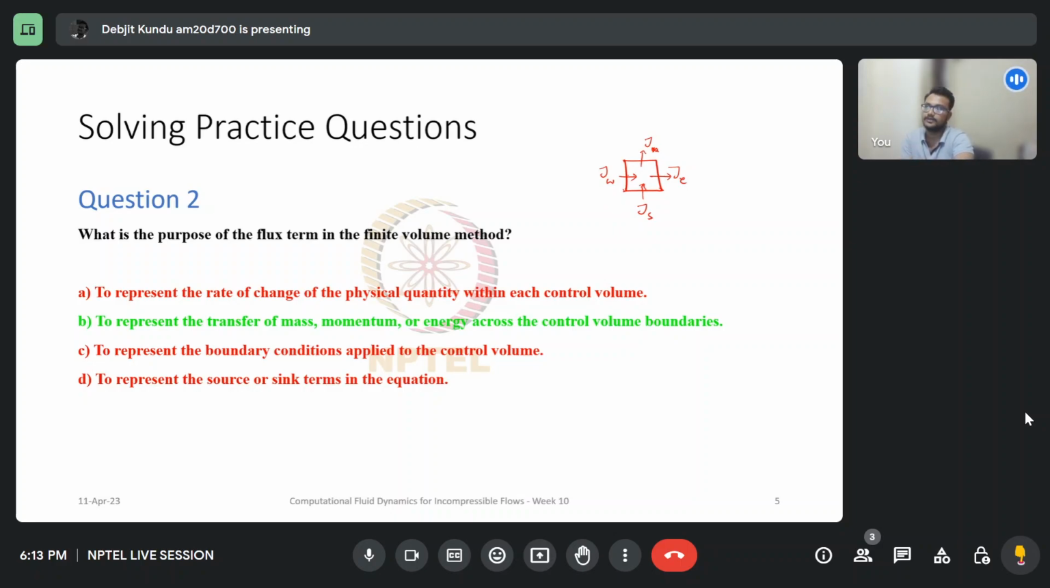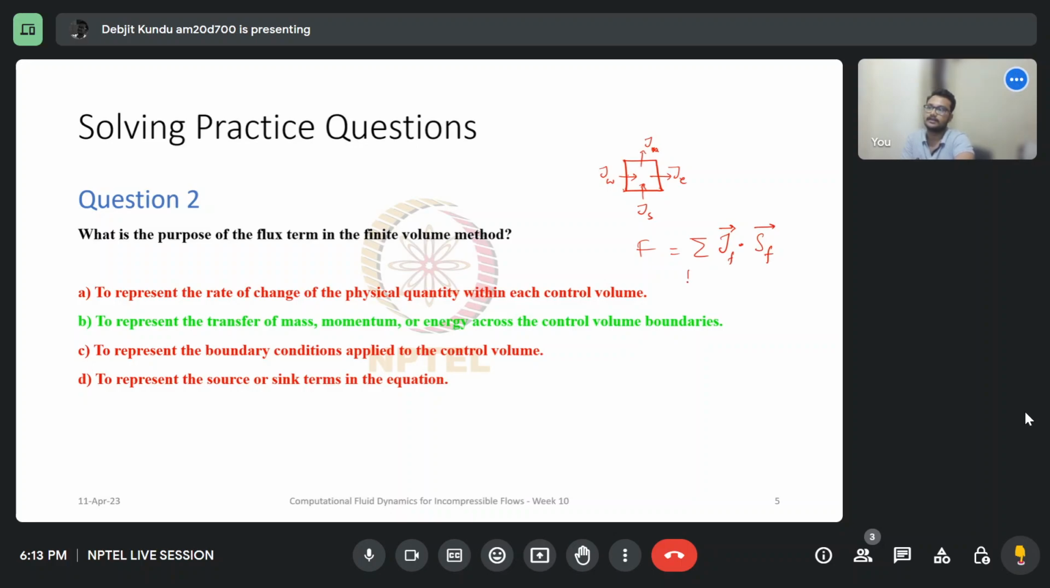They have to be taken a dot product with the surface normals at the four faces, the face normals, in order to determine the rate at which any physical quantity is being transferred across these control volume boundaries. So that is what the flux term represents. So the flux term is the summation of the fluxes at the faces while taking a dot product with the surface normals of each face.